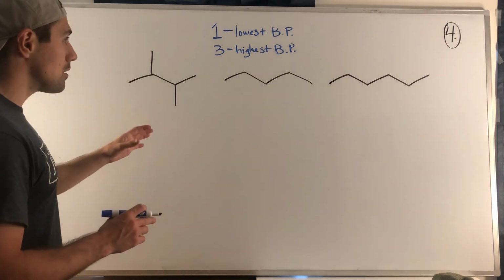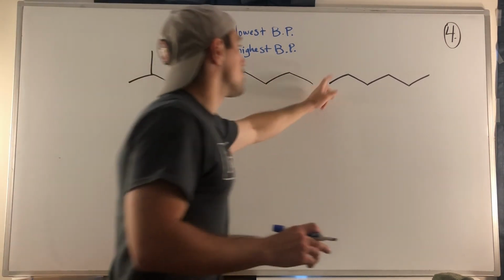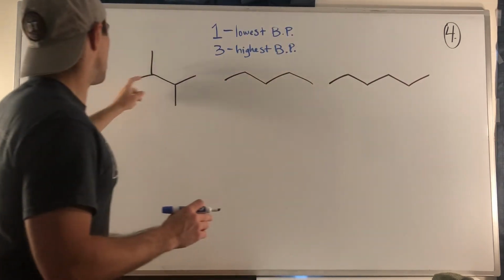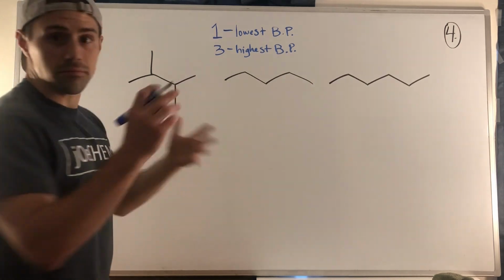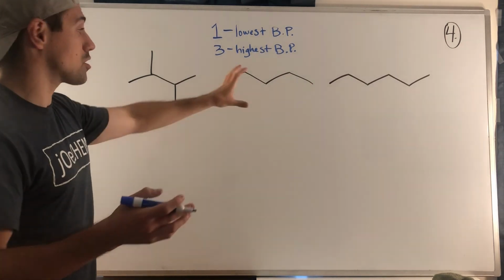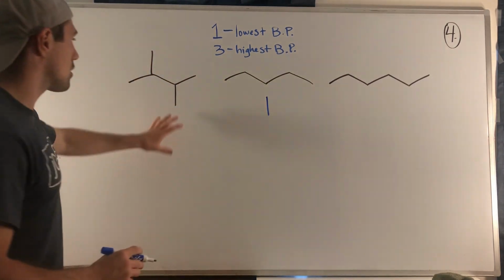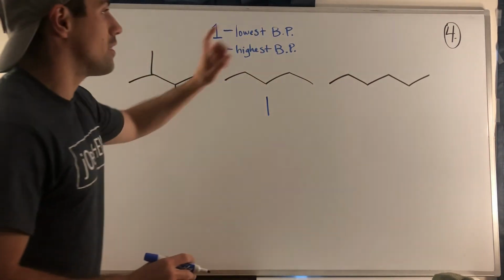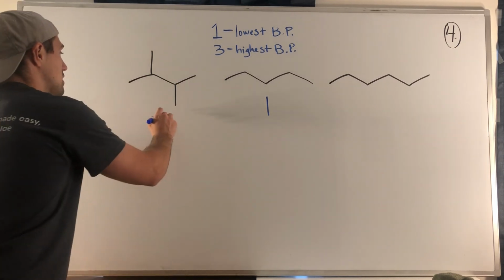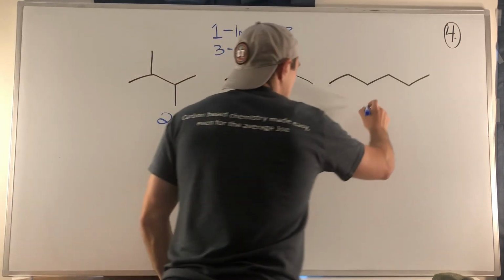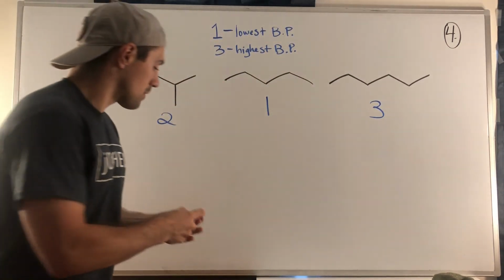So if we take a look right here, obviously we have 1, 2, 3, 4, 5, 1, 2, 3, 4, 5, 6, and 1, 2, 3, 4, 5, 6. So clearly the structure with 5 carbons has the lowest boiling point, that gets a 1. And since we have a tie here, 6 carbons, we have hexane and we have this structure right here. This is much more branched, second highest boiling point, and hexane takes home the boiling point crown with number 3.